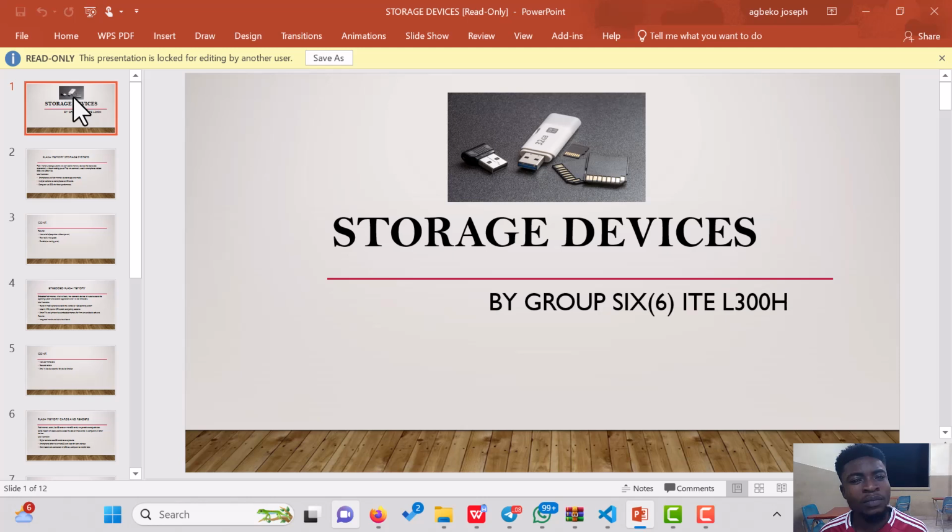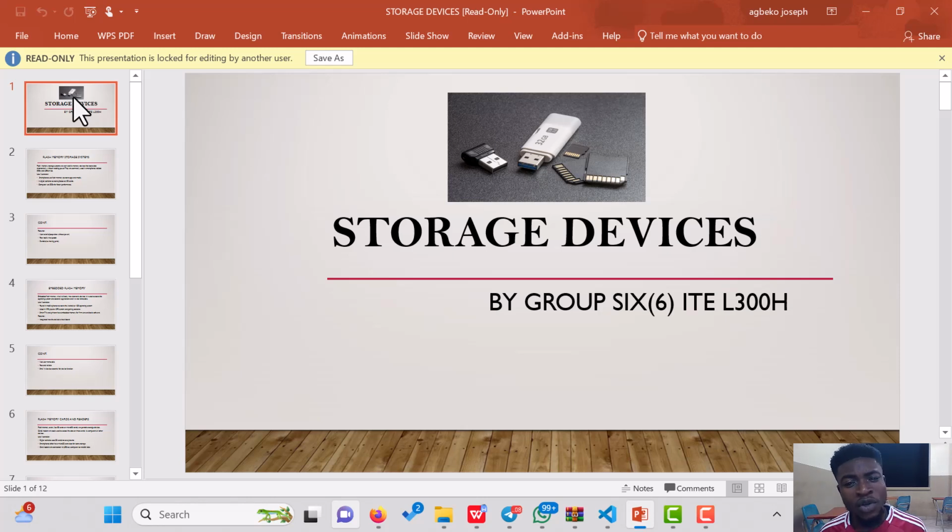This evening, we are going to talk about storage devices. So, without wasting my time, we'll delve into that. Someone may ask, what are storage devices? Storage devices are devices that we use to store information or data.